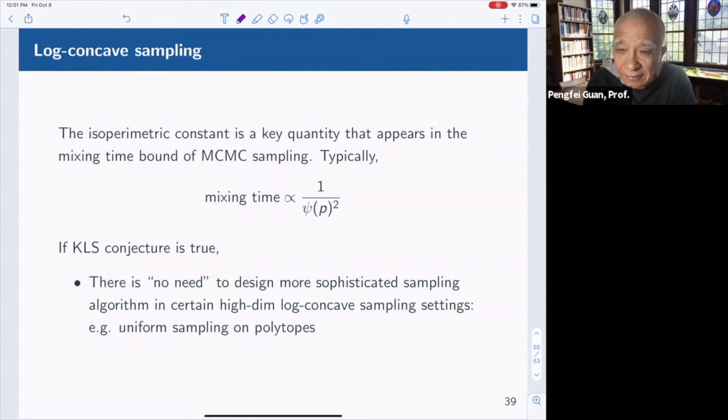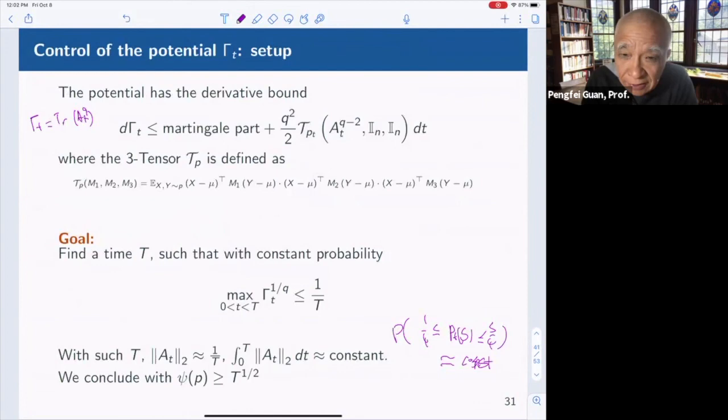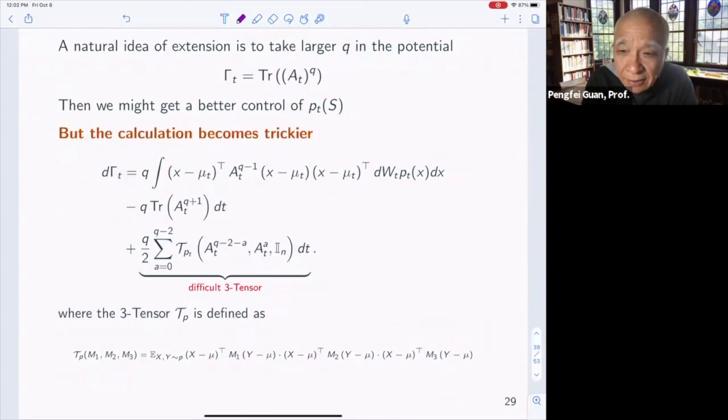Going back to your t estimate, you have these three tensors, and for some reason you add the Gaussian part and then you make it work. So maybe you can explain, how can you overcome this complicated three tensor? There might be some kind of cancellation in the three tensor, maybe related to some sign. Then when you add the Gaussian part, you can carry on your estimate. So what's the reason why you add the Gaussian and then you can carry through all of this? There must be some reason behind it, right?